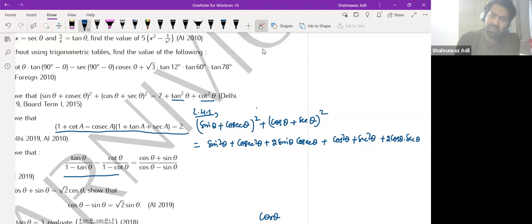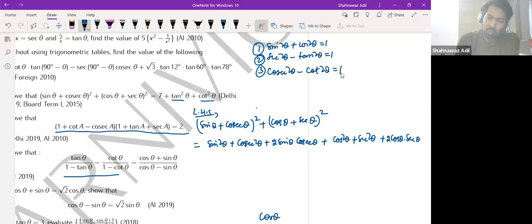Whenever this question arises, we have to just think about what are the things that we have. So we have this one, this one, and this one. Which one can we use directly in here? Sine square theta plus cos square theta. So that we can directly use, right? Yes, sir. So that would be 1.